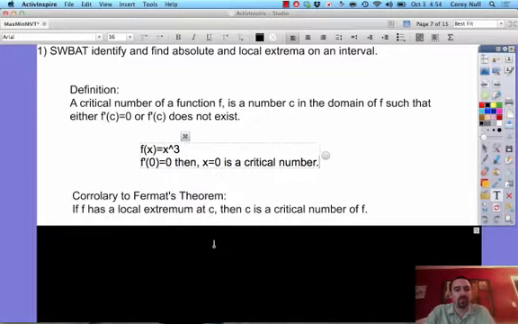Now here's a corollary. If f has a local extremum at c, then c is a critical number of f. Now all that's saying is that now we have a way to talk about these numbers. If I have a critical number, that means the derivative is 0 or the derivative does not exist. So really we can think of it as a candidate for an extreme value of f. In this case, x equals 0 is a critical number, but it does not happen to be an extremum. But it is a candidate. It's one of the candidates.